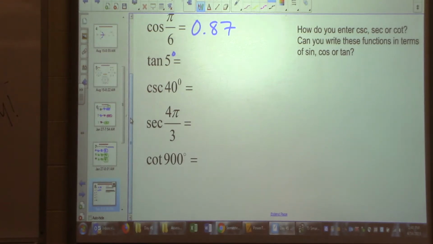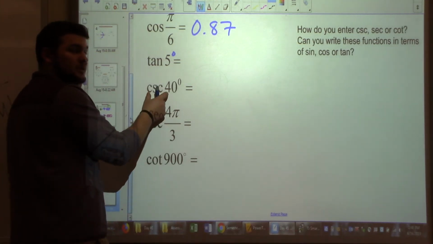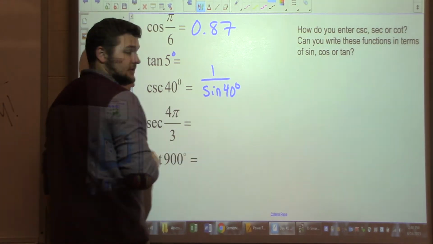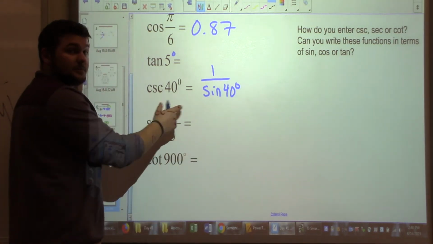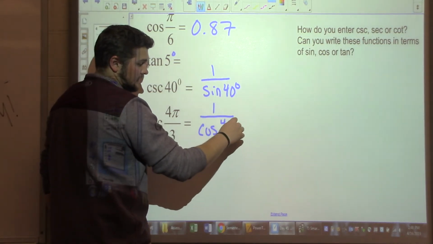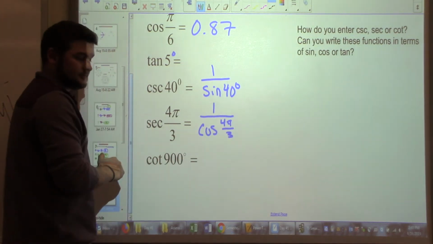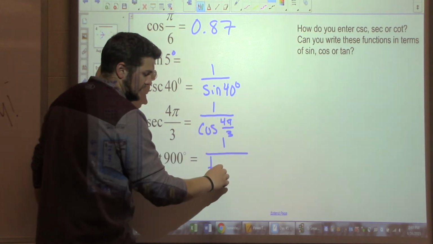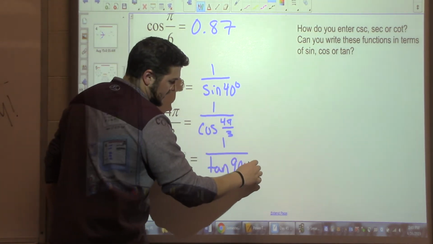But hold on a second. Last unit we figured out we don't have a cosecant button. We would put it as 1 over sine, right? We would take the reciprocal of it. 1 over sine of 40 degrees. Secant, the reciprocal of cosine, right? 1 over cosine of 4 pi over 3. Cotangent, reciprocal of tangent, 1 over tangent of 900 degrees.